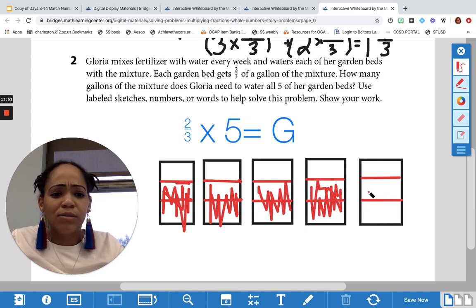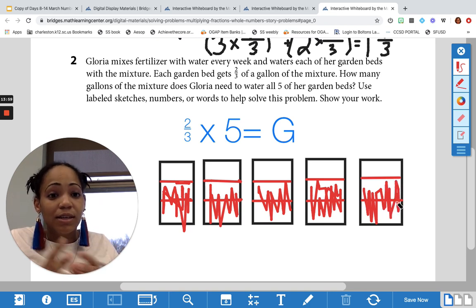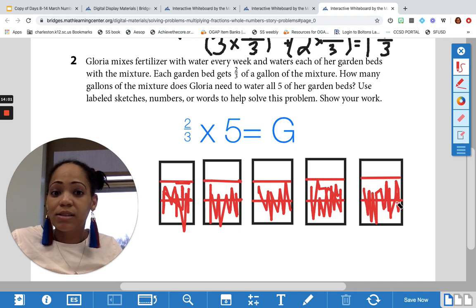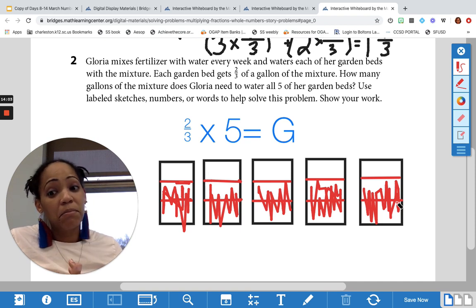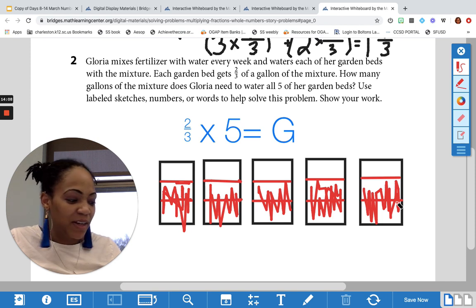So I ask you, do you think it's going to be more than one whole gallon? Yes. Do we think it's going to be more than 2 whole gallons? More than 3? Guess we're going to have to figure that out.